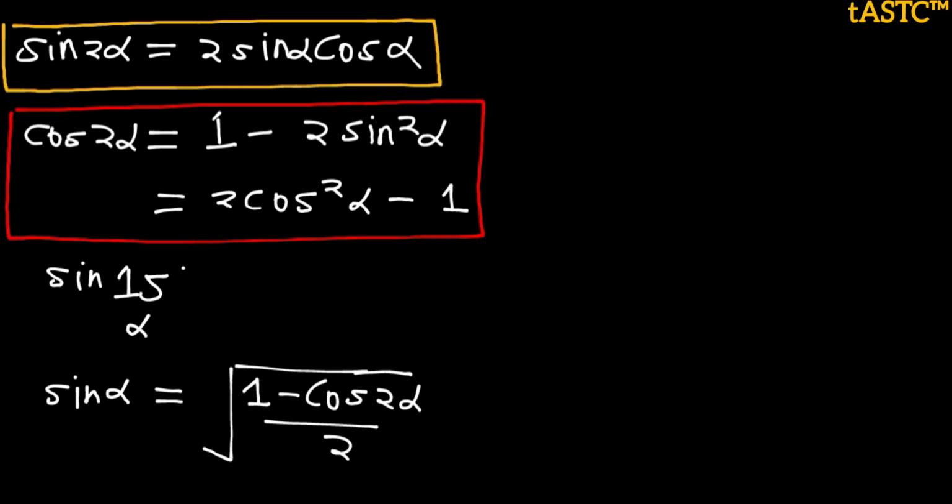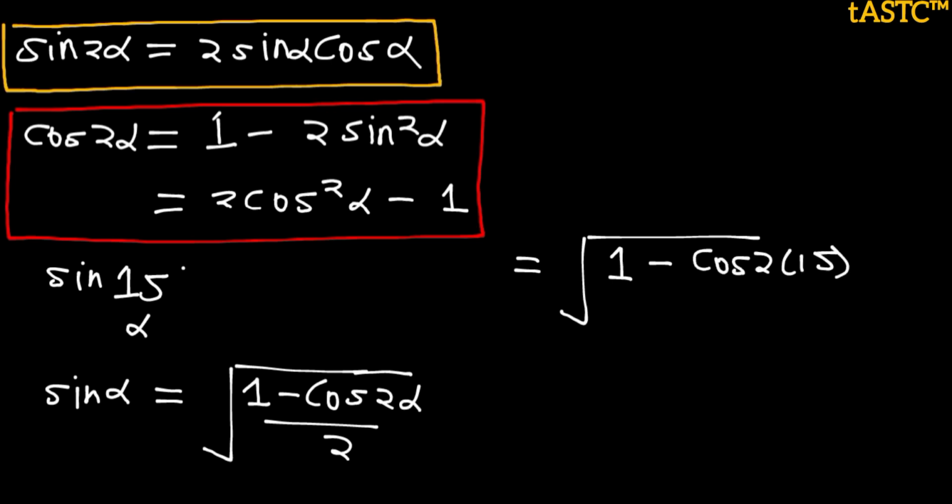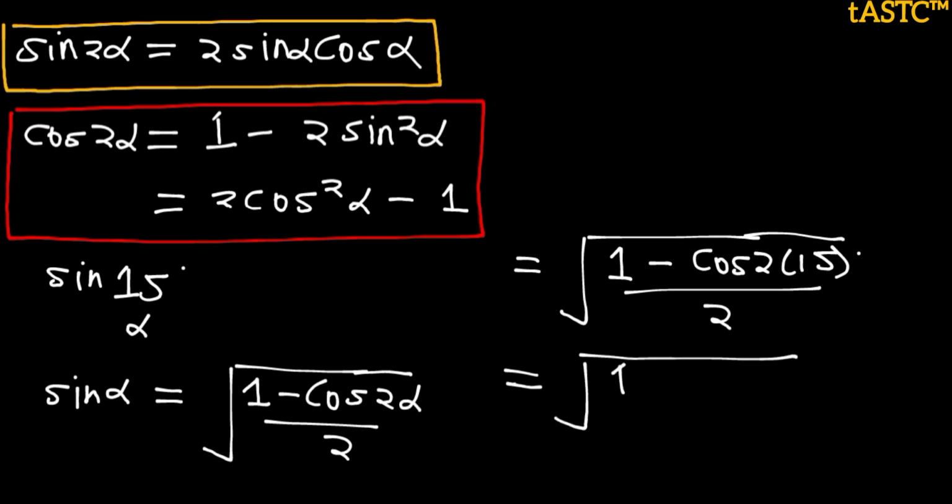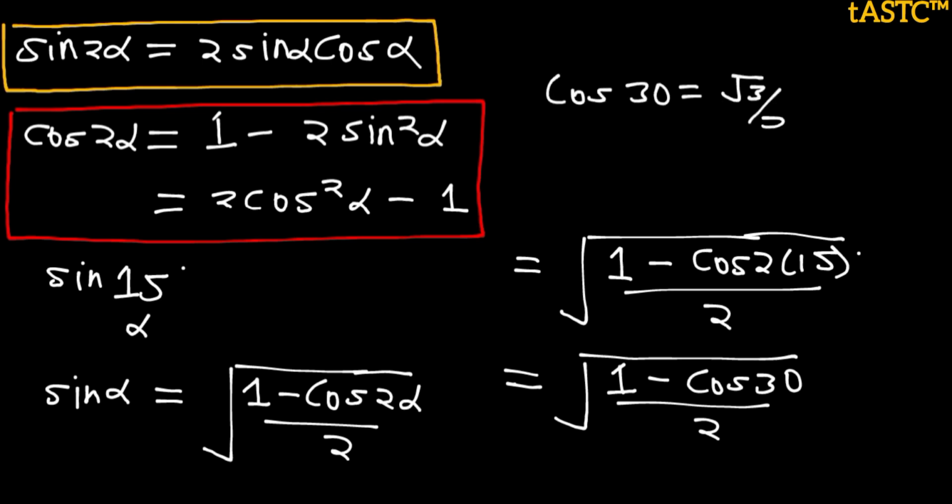So let us look at it. Now this will be equal to the square root of 1 minus cos of 2 multiplied by 15, divided by 2. So this is going to be 1 minus cos 30, divided by 2. Now what is cos 30? Cos 30 is going to be equal to root 3 divided by 2.